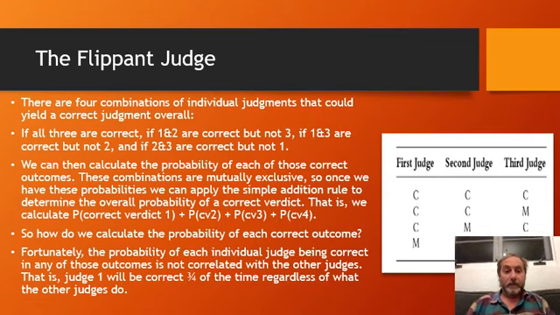Well, there are 4 types of combinations of judgments that could yield a correct judgment. If all 3 are correct, they'll give us the correct verdict. But remember, it's just a simple majority, so only 2 of them need to be correct. Maybe Judge 1 and Judge 2 get it right, but Judge 3 gets it wrong. Maybe Judge 1 gets it right, Judge 2 gets it wrong, and Judge 3 gets it right. Or Judge 1 gets it wrong and the other 2 get it right. That's in the chart. Those are the 4 ways we could get a correct judgment.